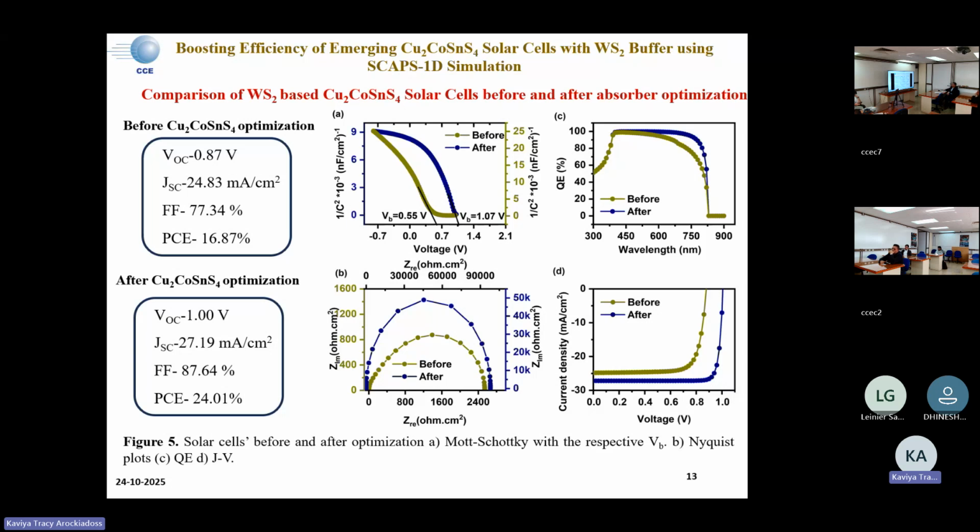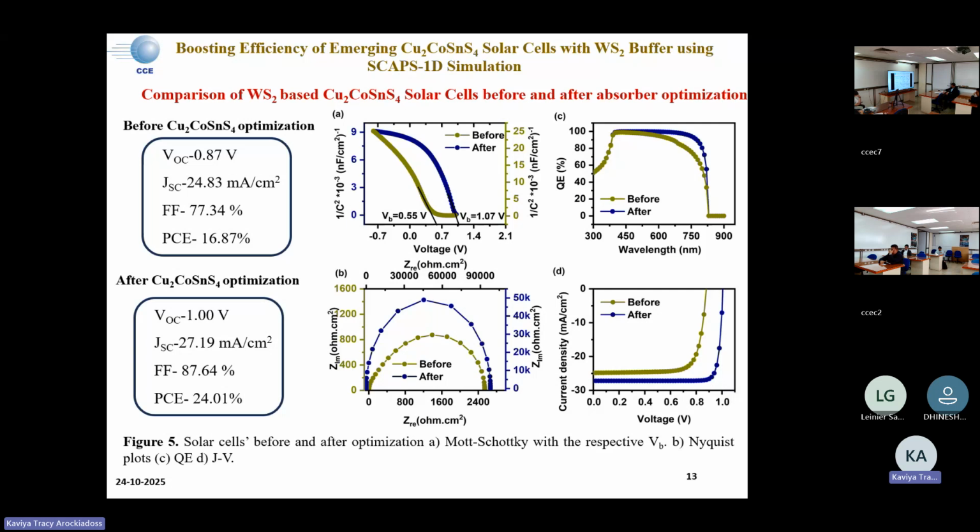First, we took capacitance-voltage. From that we took the Mott-Schottky plots, and from the intercepts of the Mott-Schottky plots we obtained the built-in potential. We could see that before the absorber optimization it's around 0.55 volt, but after that it drastically increases to 1.07 volt, which shows that the absorber optimization influences the built-in potential at the interface. Due to the high built-in potential, the charge carriers can be efficiently transported without recombination.